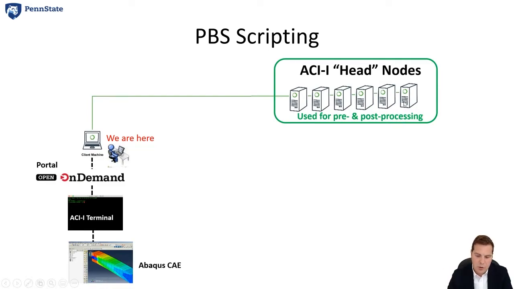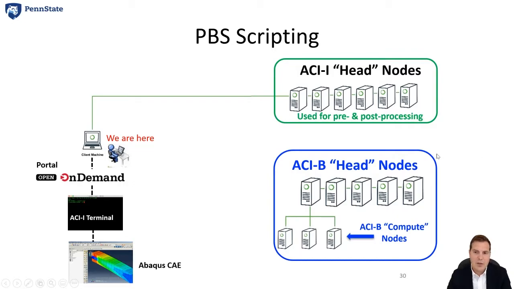What you really need to do is use this other cluster called ACI B, where the B stands for batch computing. They also have head nodes that you log into, so you can establish this kind of connection to the head nodes. But then you submit a PBS script on one of these nodes, and it submits that job to a bunch of compute nodes. There are many more compute nodes than head nodes. Head nodes are used for managing and visualizing, whereas the compute nodes are a lot faster and used for computing.